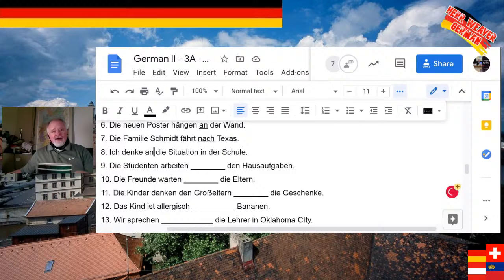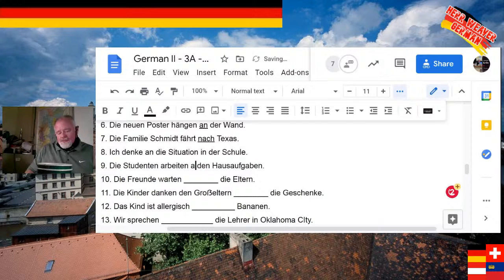Now, with arbeiten, the people are working on their homework. So, die Studenten arbeiten, auf or an? This is a phrase that goes, say it again. An. It's an. Right. This is all in that vocab quiz we had early on. They're working on their homework. Die Freunde. Now, this is another phrase. When we wait on or wait for somebody, there's only one way in German to say this. Do you remember the preposition? Warten blank die Eltern. Auf. Warten auf means to wait on or wait for.